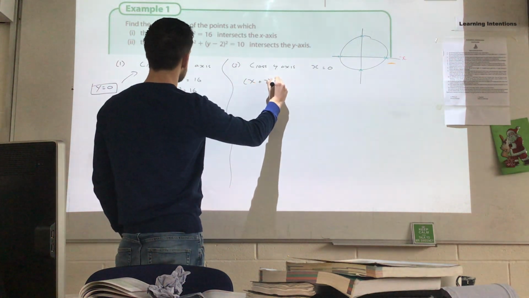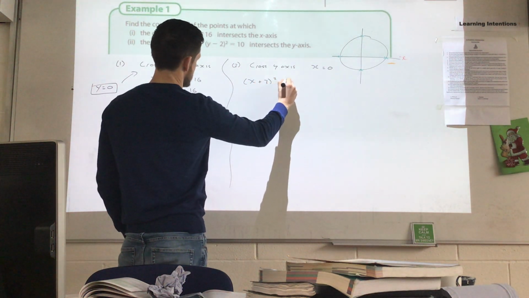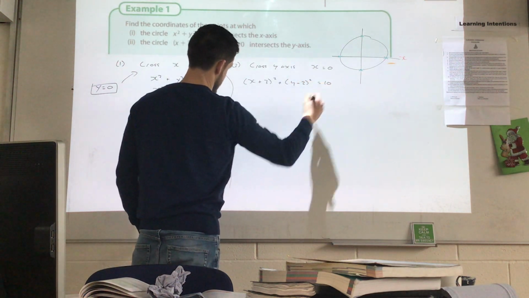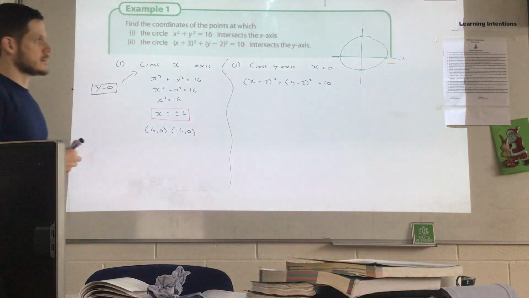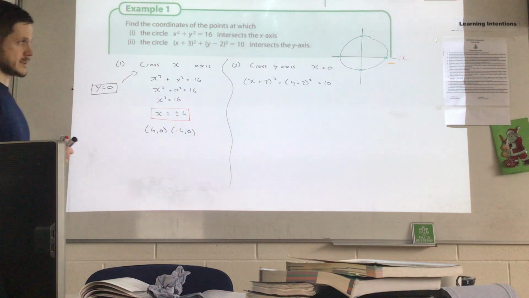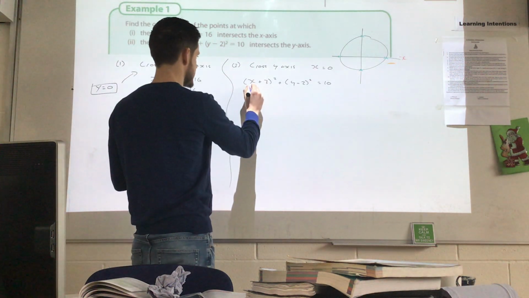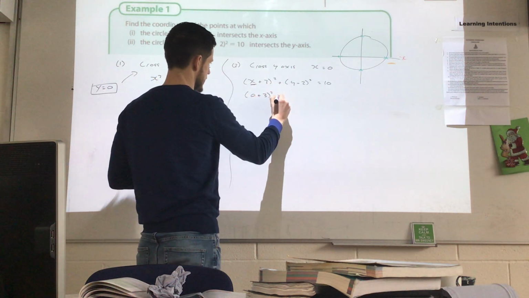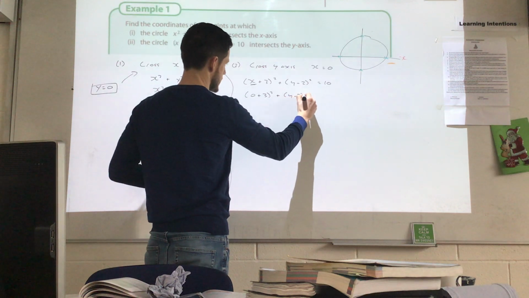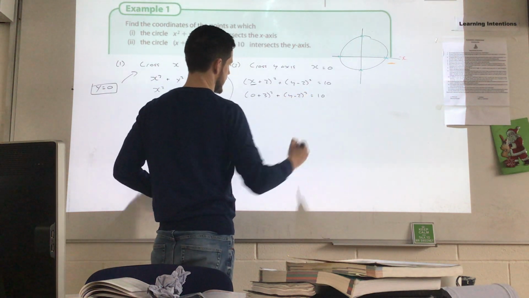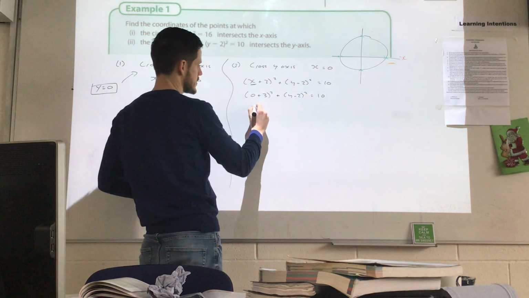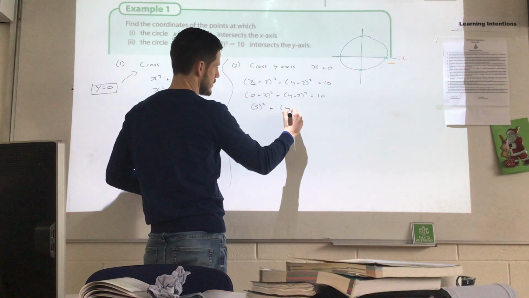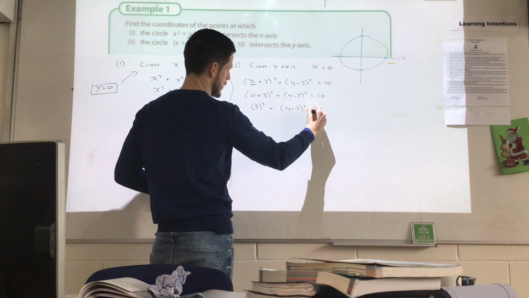So I've got x plus 3 squared plus y minus 2 all squared is equal to 10. I'm going to sub in 0 for x, so this here is going to become 0. So I get 0 plus 3 squared plus y minus 2 all squared is equal to 10. And here's where it gets a little bit tricky. 0 plus 3 squared is just 3 squared, which is going to be 9, plus y minus 2 squared is all equal to 10.